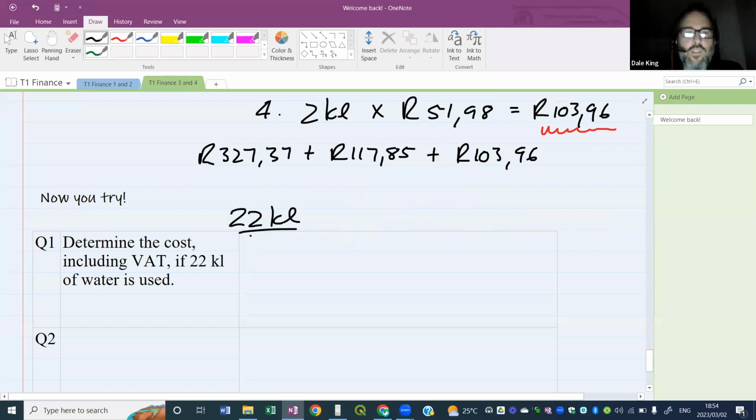22 kiloliters of water. So the first six are free. So we're taking off the first six, which means we've got 16 kiloliters left. The first six are free. We're not going to charge them at anything. All right, we got 16 left.